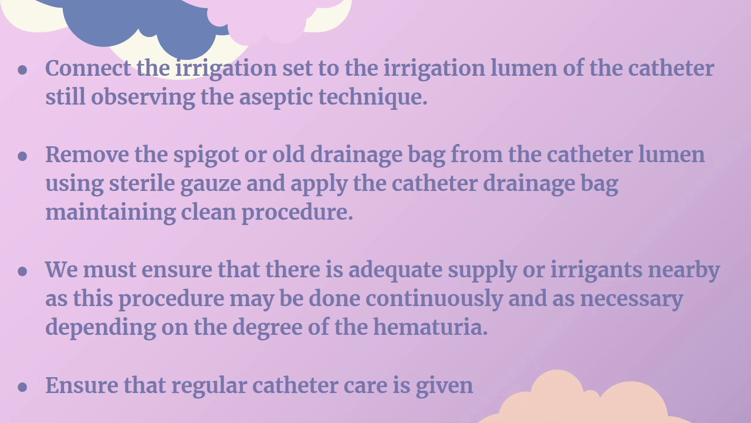Remove the spigot or drainage bag from the catheter lumen using sterile gauze and apply the catheter drainage bag, maintaining a clean procedure. We must also ensure that there is an adequate supply of irrigants nearby, as this procedure may be done continuously and as necessary, depending on the degree of the hematuria, and then ensure that regular catheter care is given.